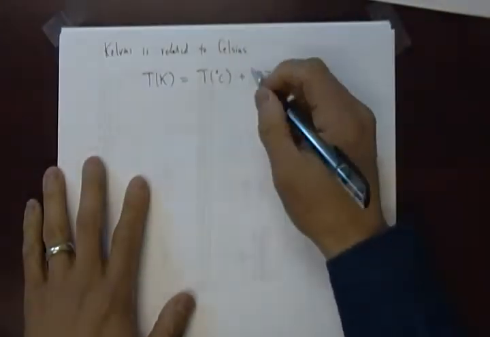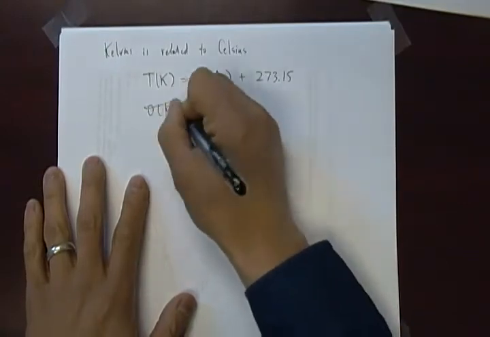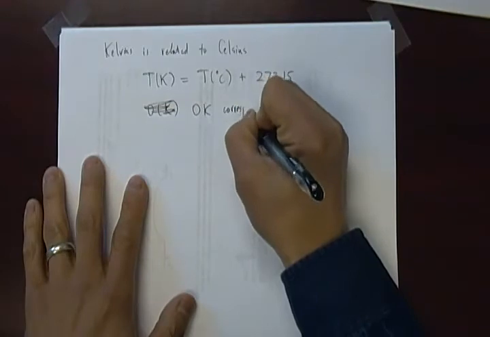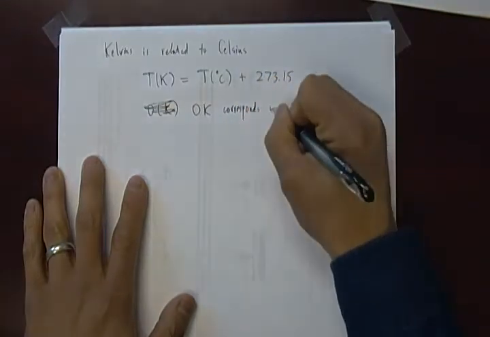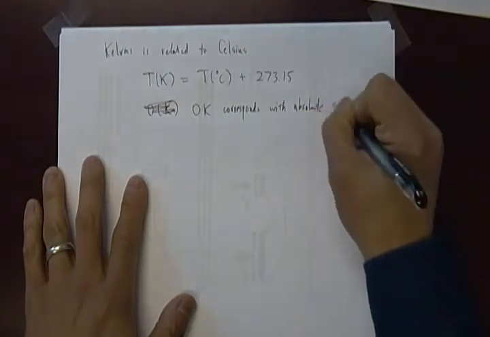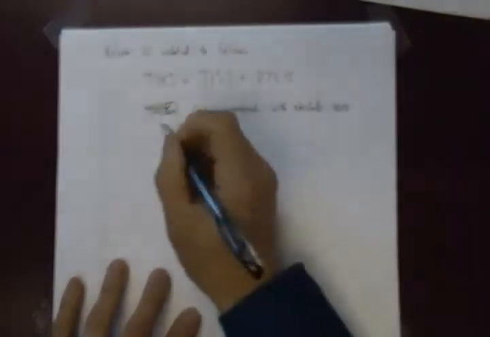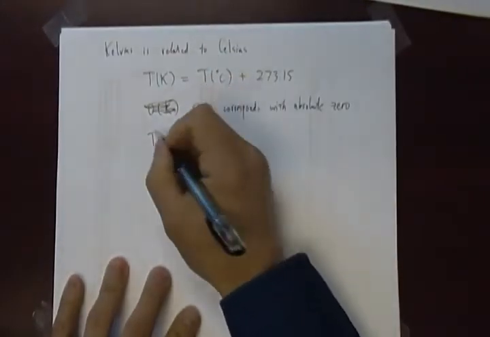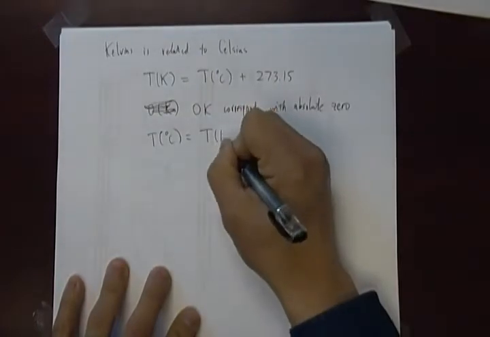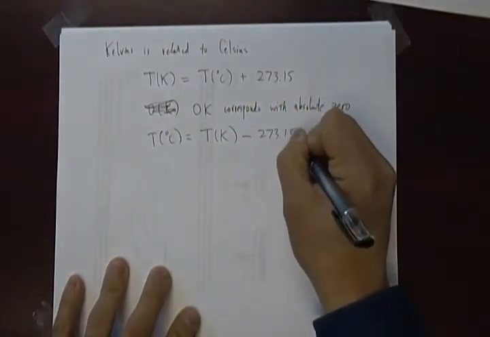So 0 degrees Kelvin corresponds with absolute 0. If I want to convert from kelvins to Celsius, then I simply take the degrees in Kelvin and subtract 273.15.